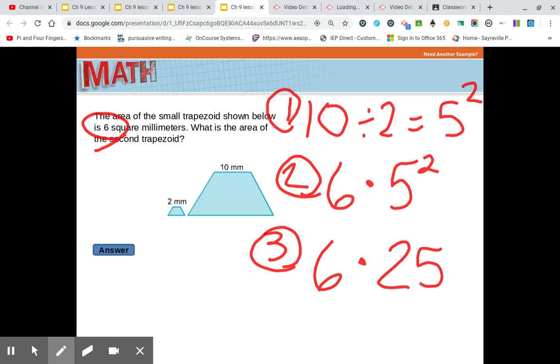I'm sure I could figure that out in my head, but again, we're all going to be lazy. So that is going to be 150 square millimeters would be your answer. Again, step 1, divide your two given sides by each other. That answer is your scale factor. That's what I multiplied 2 by to get 10. And I know you could do that.